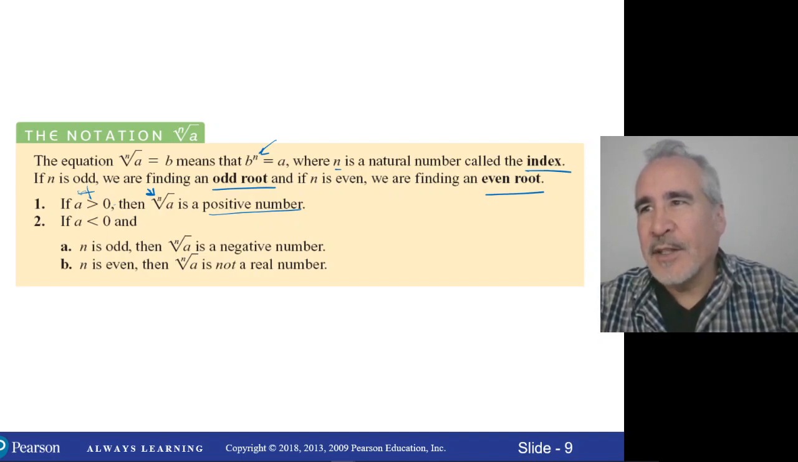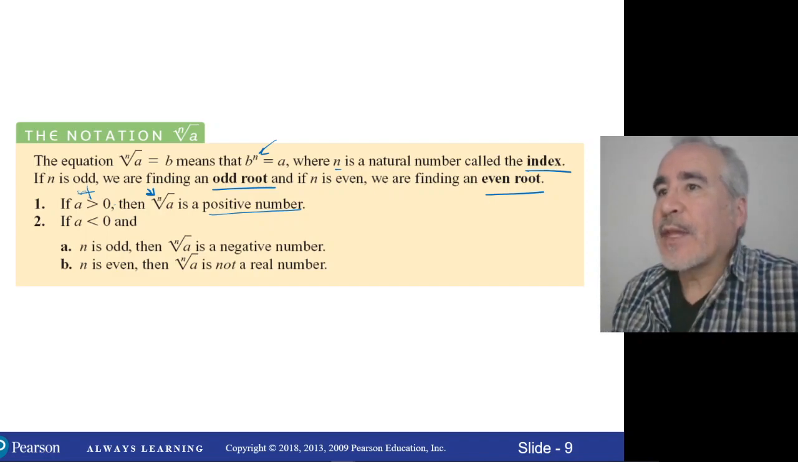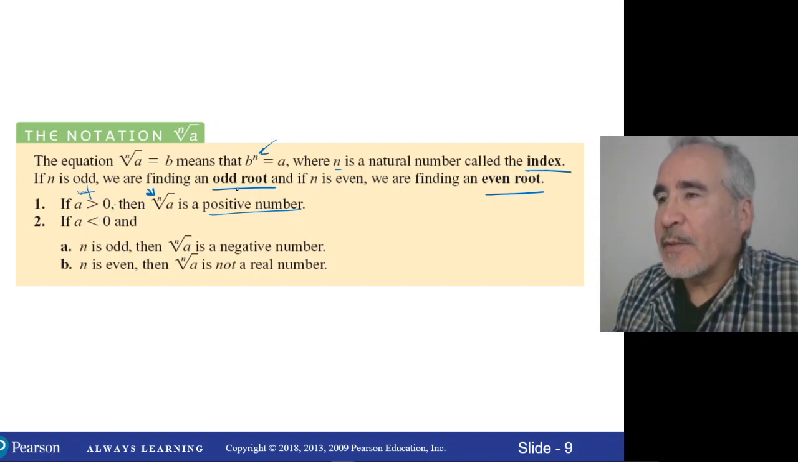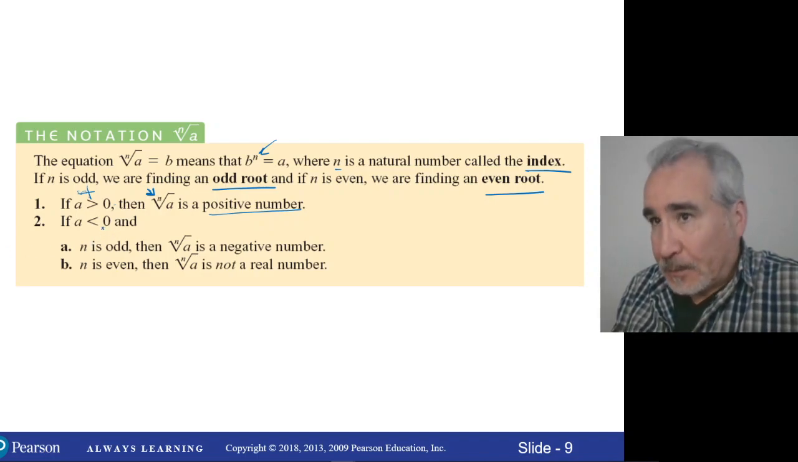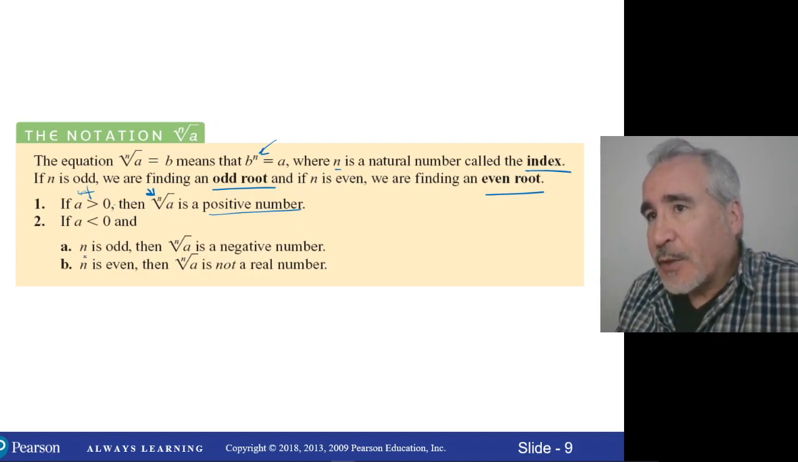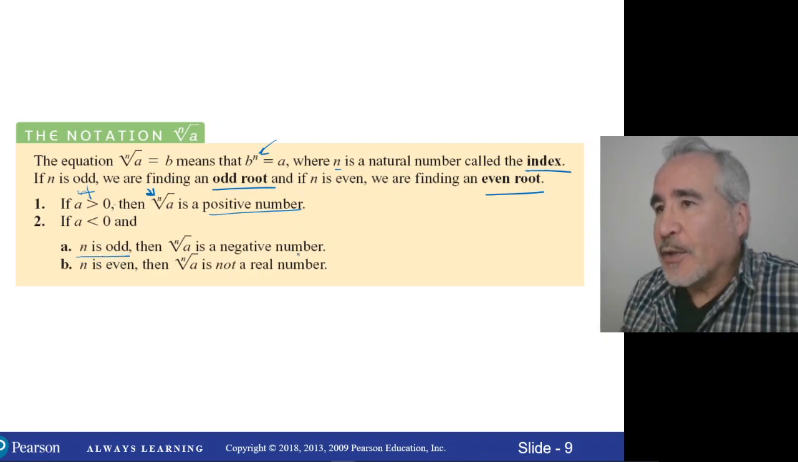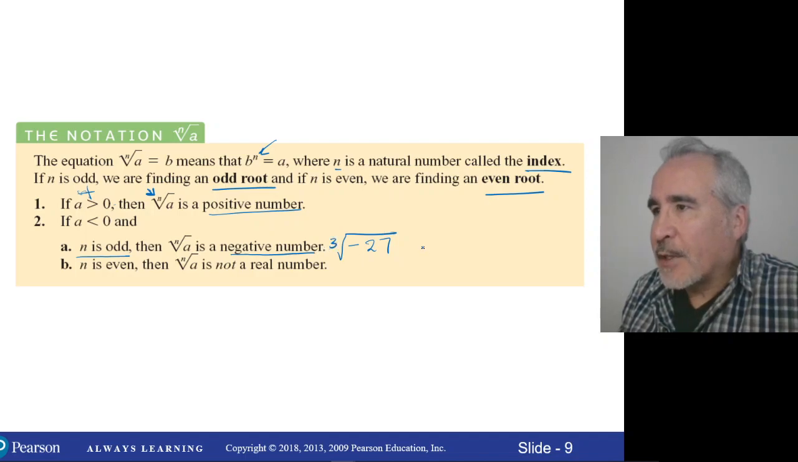Now, that's the principal square root, remember we're just going to deal with that principal square root. If a is negative, so we've got a negative in here, there are two things that happen. If the index is odd, like the cube root, then we get a negative number. So we've got like the cube root of negative 27. That's an example with an odd index. That is actually equal to negative 3.